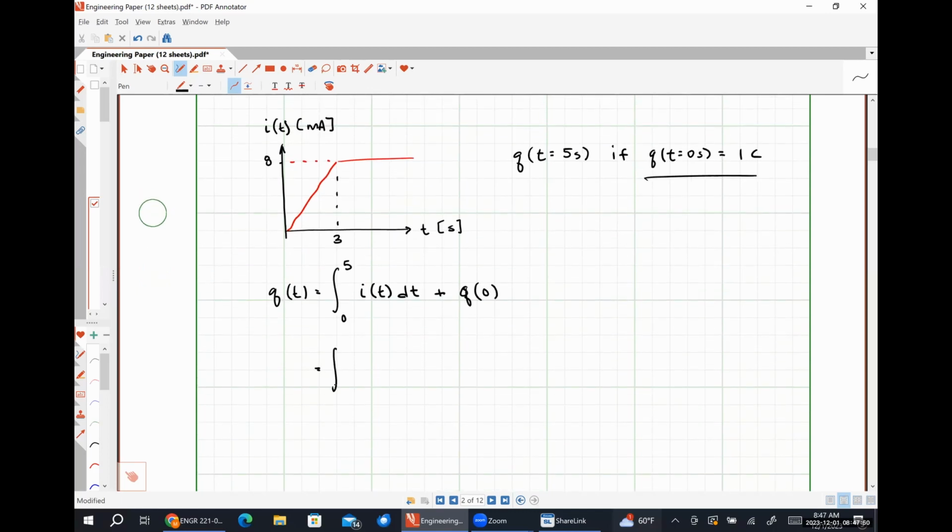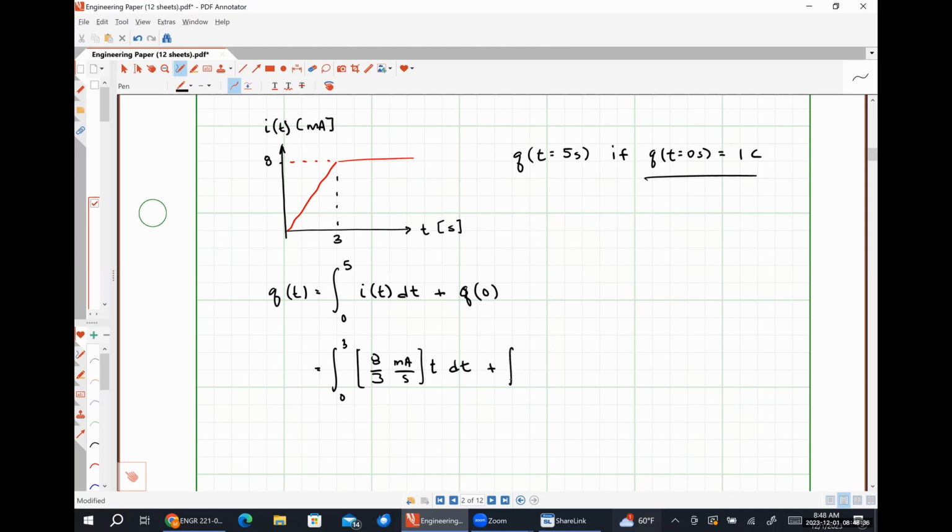So that would look like the integral from 0 to 3 seconds. What's my current function look like over this time span? 8/3, okay, so that's my slope. Milliamps per second, because units matter. Times time. Any y-intercept to speak of since we're using the y equals mx plus b slope-intercept form? Nope, not at all. So we can just leave it like this, dt.